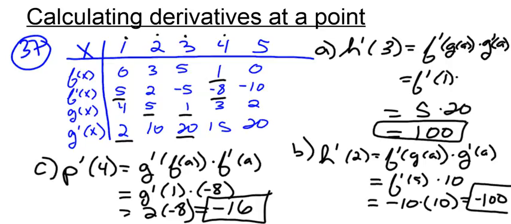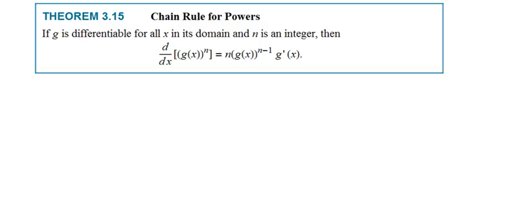All right, going on, we see Theorem 3.15, the chain rule for power rules. I want to go ahead and say, if g is differentiable for all x in its domain and n is an integer, then it follows this rule. We could do the power rule, and then we have to multiply by the derivative of the inside of the power.